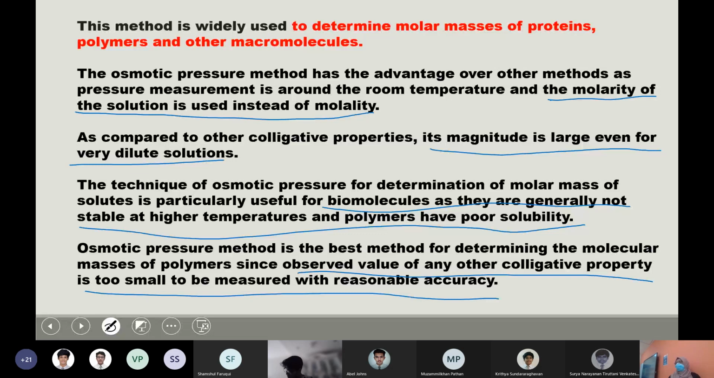And in terms of accuracy in measurement, for polymers and all, it's easier to measure more accurately using the osmotic pressure method than other methods. Because we have seen in the question yesterday, you can see that the change is only 2 degrees Celsius or 3 degrees Celsius. 0.88 Kelvin was the change in freezing point. That change is so small that it's very difficult to measure accurately. But for osmotic pressure, it's very easy to calculate. Even for a very dilute solution, with less solute, the magnitude will still be large enough to measure accurately.